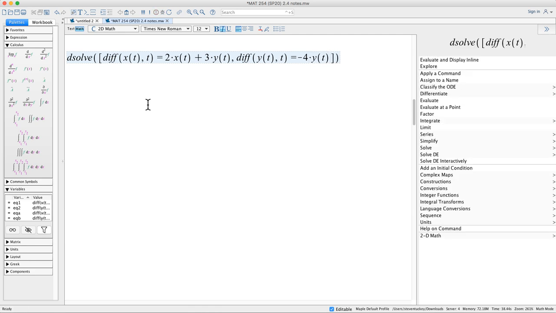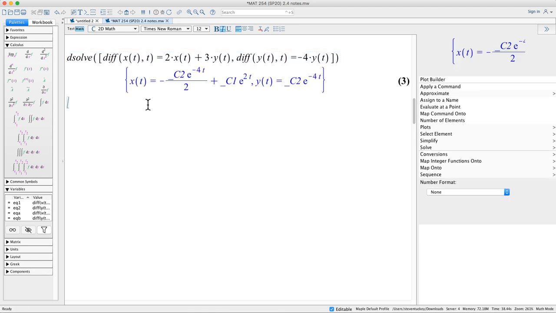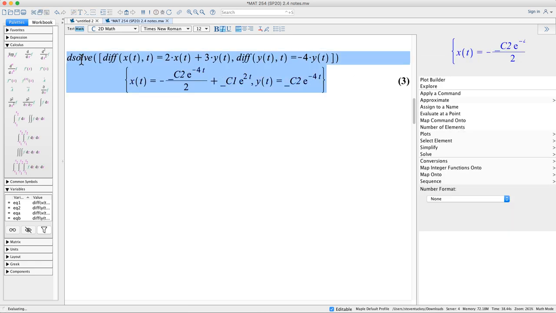Now, if we want the general solution, to check our general solution, we can do it this way and just hit enter. And so sure enough, we have negative 1/2 times a constant e to the negative 4t plus another constant times e to the 2t. And the y of t equation is that first constant. Here it's called c2, but yeah, it looks like our general solution is correct. So our particular solution should totally be correct as well.